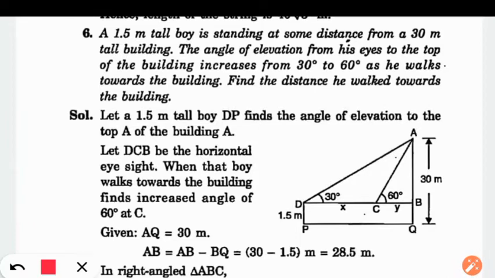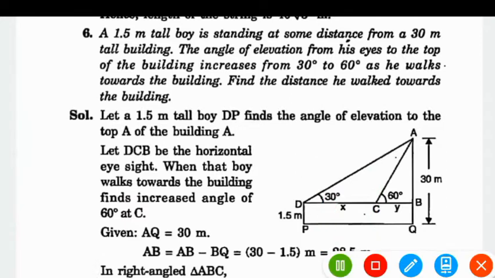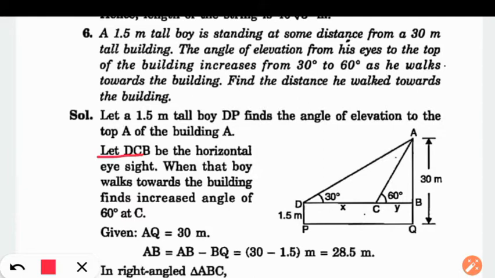So, when there are two angles of elevation, in the figure we have to express those two angles, and please remember one thing, that if we have two angles of elevation, we will draw the lesser angle farther away. 30 degree is less than 60 degree. So, we will draw the smaller angle here and the bigger angle here. Now, let DCB be the horizontal eyesight.